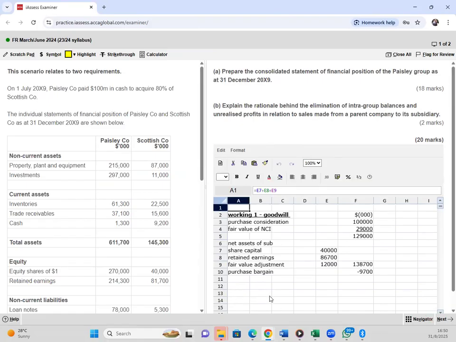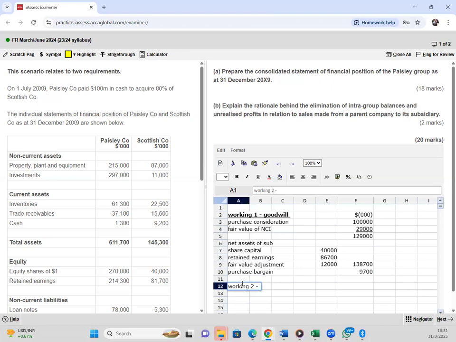So there's a purchase bargain. Even if, because of time, we don't get to do the statement of financial position, if we can do all the workings, you can then incorporate them into the statement of financial position. So the goodwill, we have done that. This one is not going to be treated as a non-current asset because it is a purchase bargain.